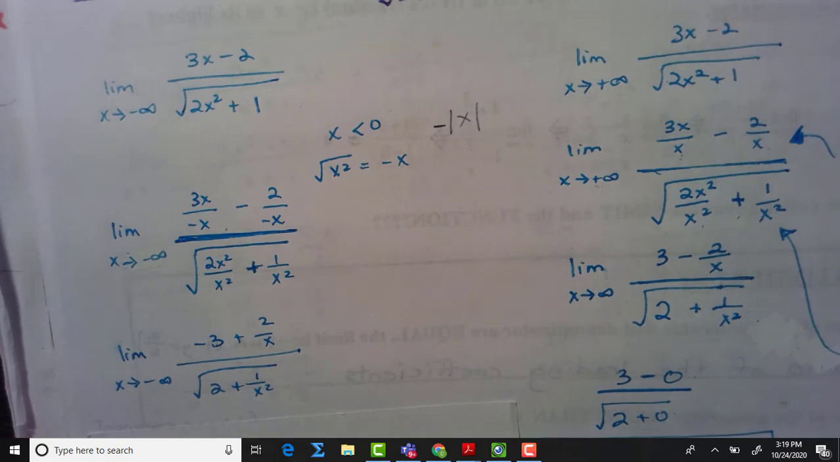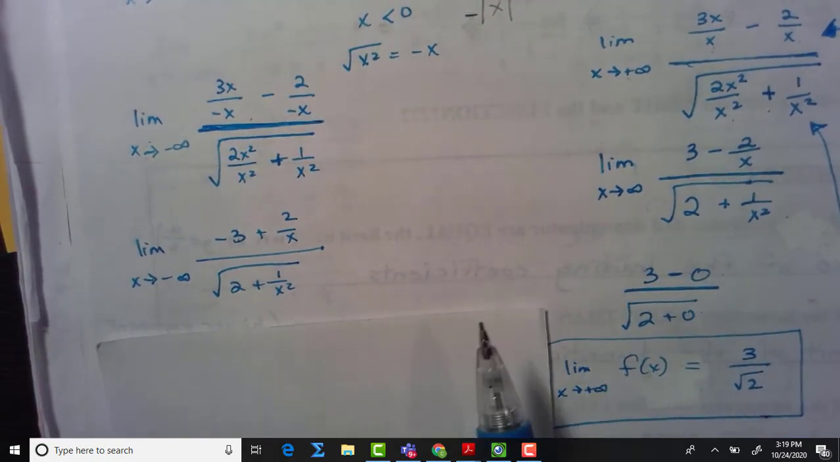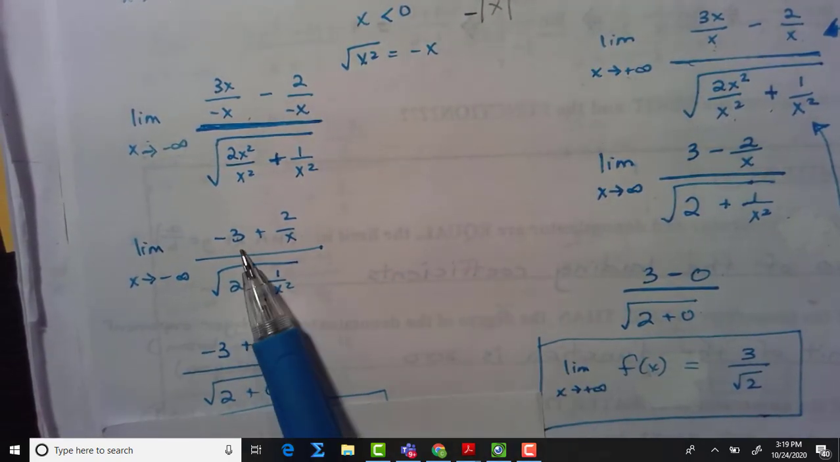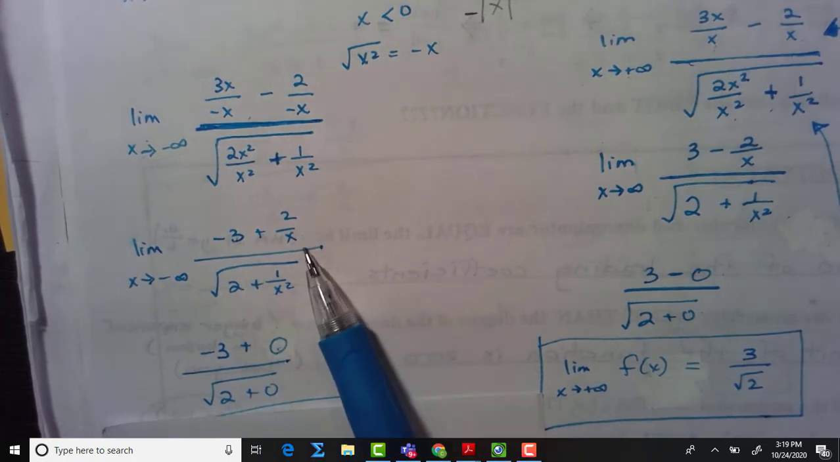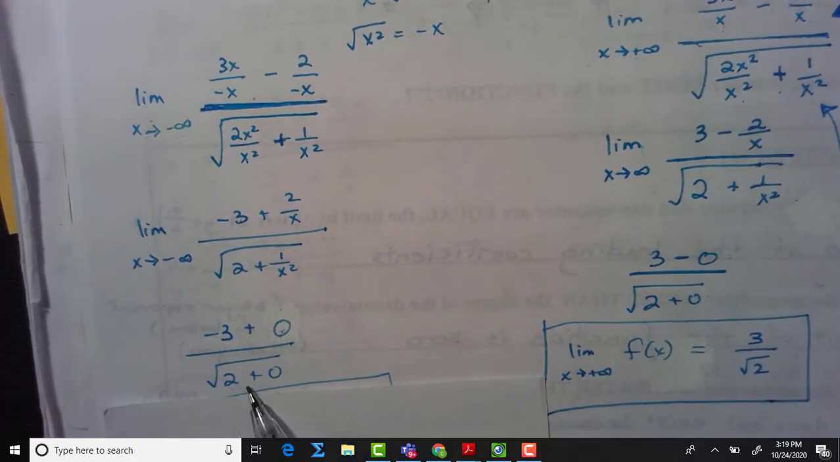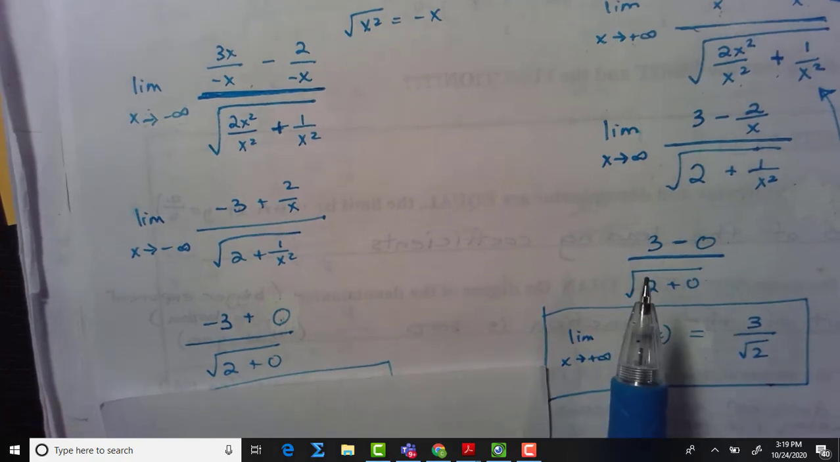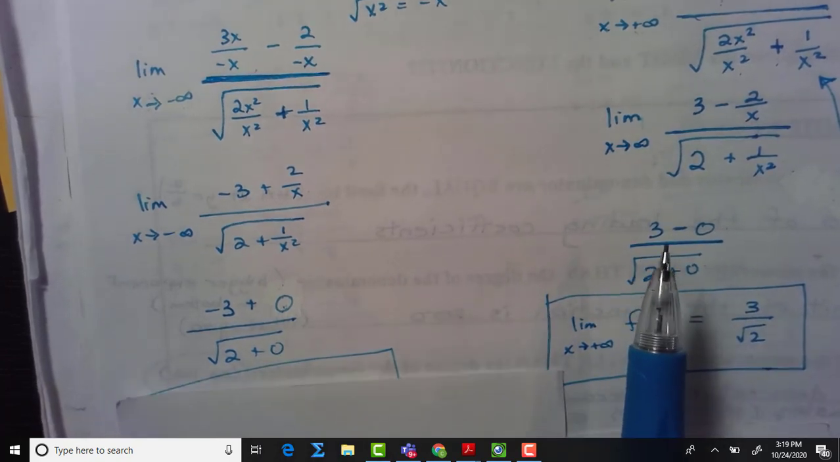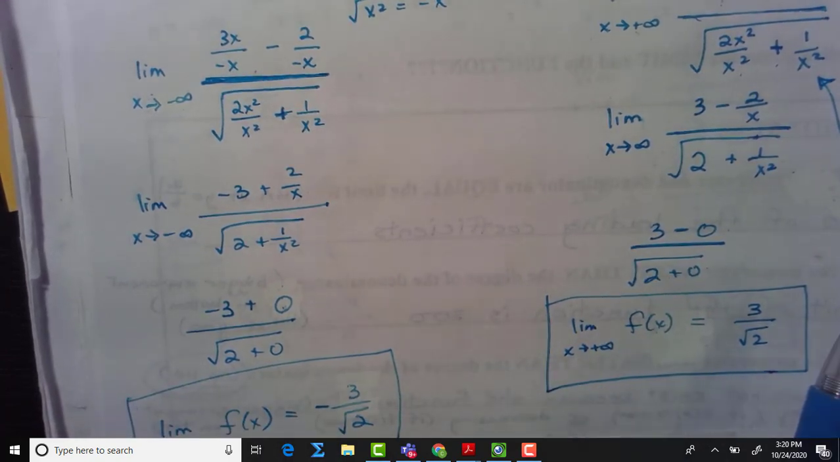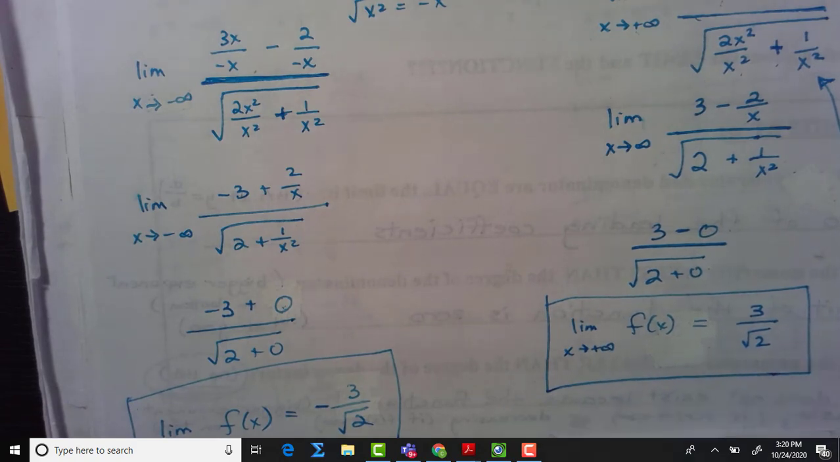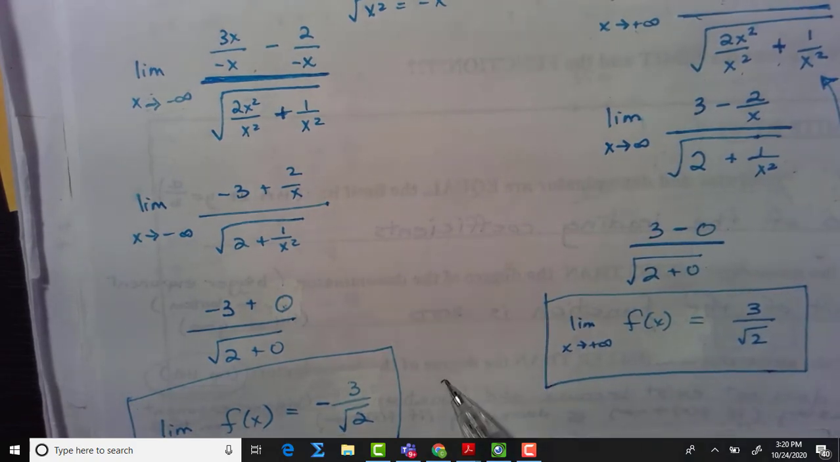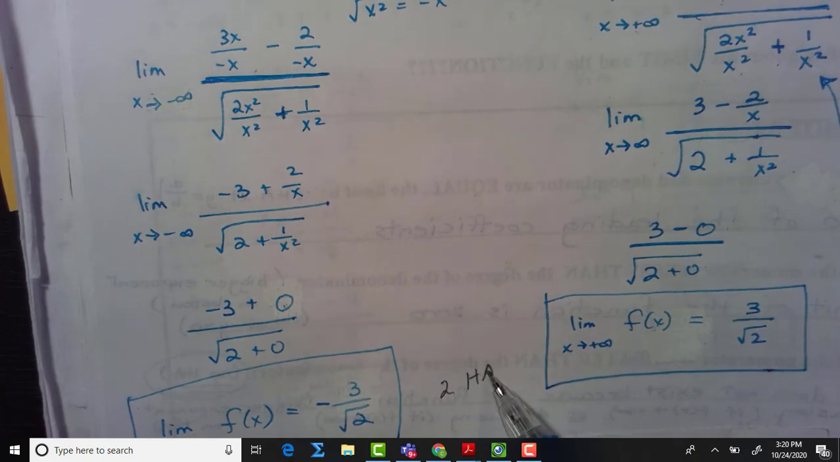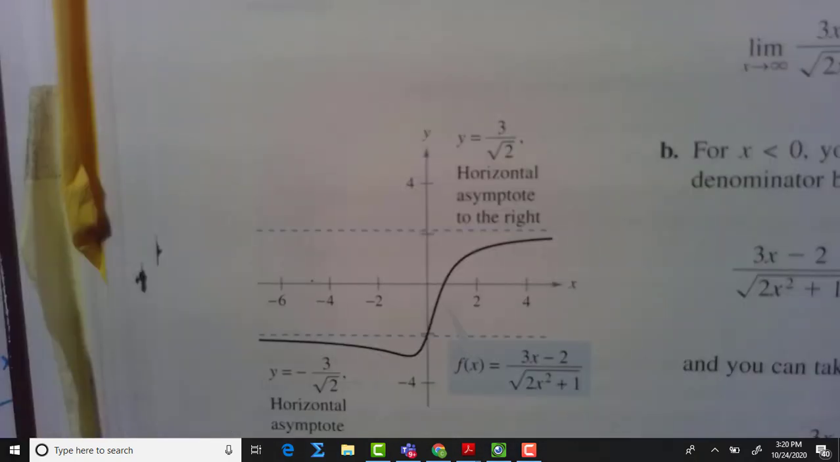over x squared. As x goes to negative infinity, we have negative 3 plus, still that's 0, over the square root of 2 plus 0. And we get negative 3 over the square root of 2. So this is a case where we have two horizontal asymptotes. And here is a picture of that graph.